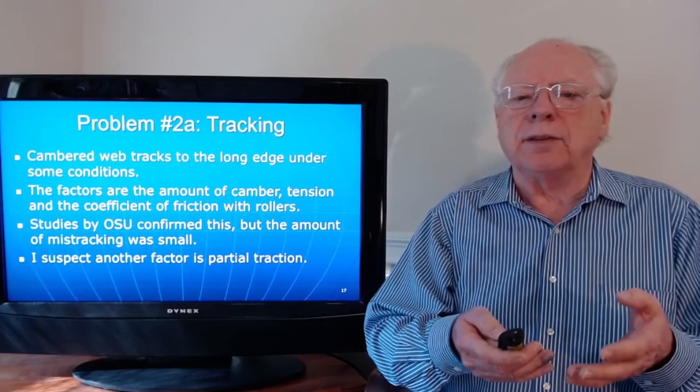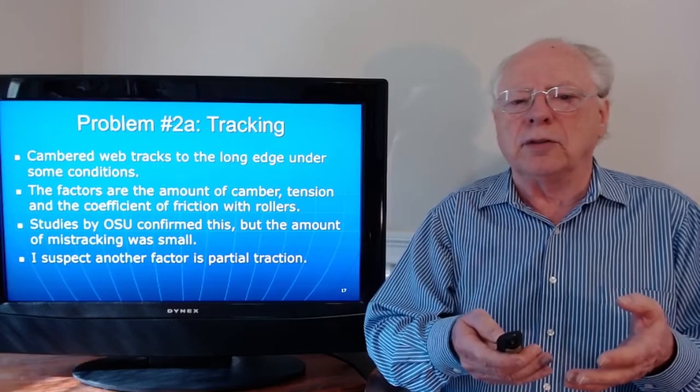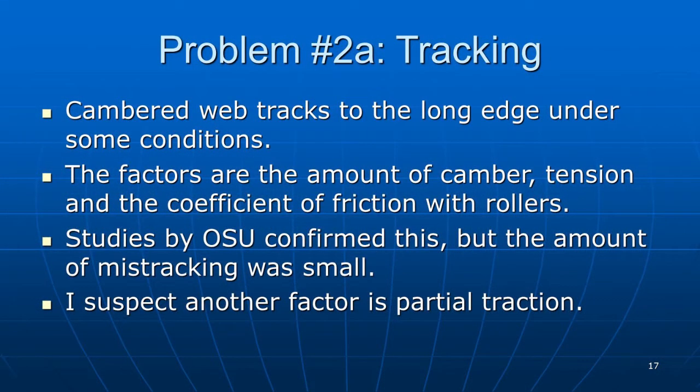Cambered web tracks to the long edge under some conditions. The factors are the amount of camber, the tension, and the coefficient of friction with rollers. Experiments and models were done at Oklahoma State University that confirmed this, but the amount of mistracking their experiments found was small compared to what I expected. I suspect an unstudied factor is partial traction caused by air entrainment under the loose edge of the web.